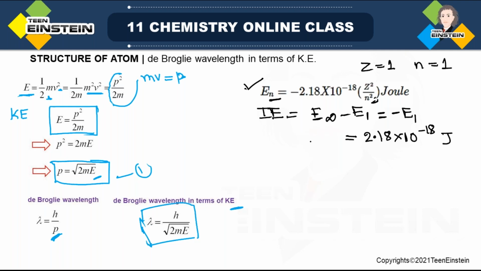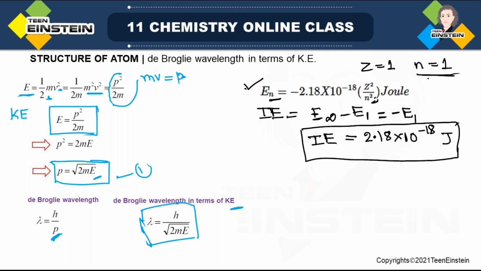Okay. So this is ionization energy for hydrogen or hydrogen-like system, where there is only one energy level, n is equal to 1. So this value you will need several times, and it is in joule. If you do the same thing in electron volt unit, it will be 13.6.